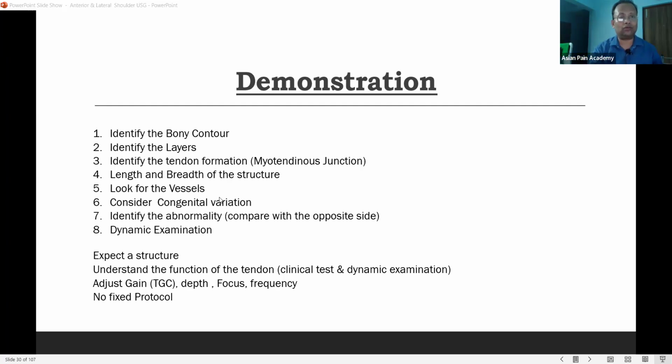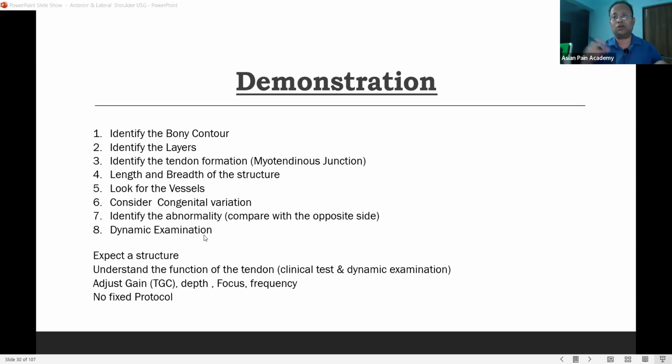Look for the vessels. As I told you, during intervention these are important. You should not inject into any vessel. Consider congenital variation. There can be some variation between two persons. So everything which doesn't match a book picture, you should not immediately say that this is a disease. That can be congenital variation. Identify the abnormality, compare with the opposite side.